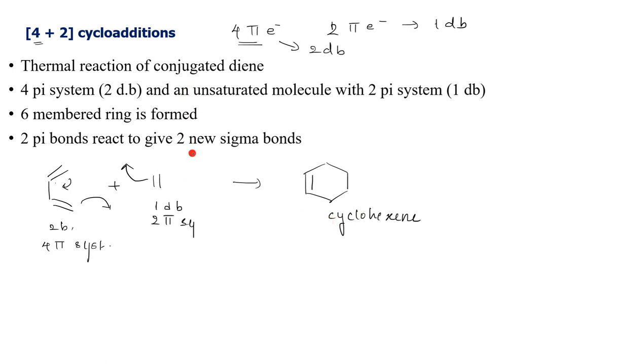This is a thermal reaction. And the four electron system is called what? Diene. And the two electron system is called dienophile. Remember this. So a four electron system or two double bond system is diene. Dienophile means only one double bond. So you can also say that this is a reaction between a diene and a dienophile. Of course, both are unsaturated, and you get a cyclic transition state.